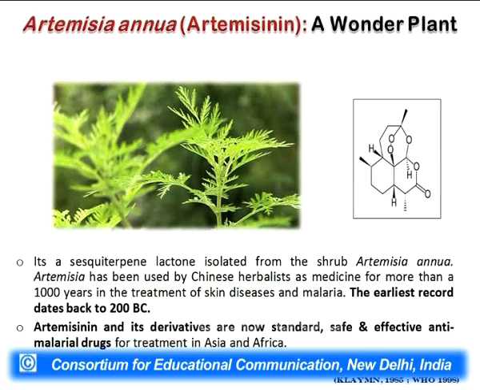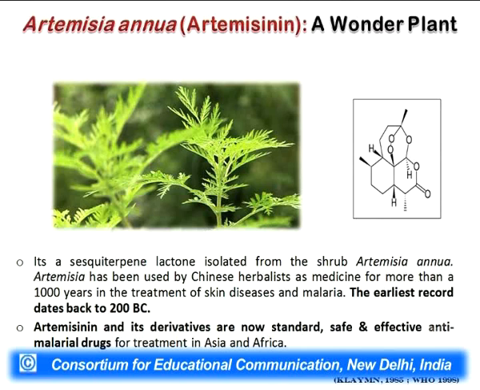The next drug, which came as a wonder drug to combat anti-malarial resistance, was called artemisinin. This artemisinin has been used by Chinese herbalists about 1000 years ago for treatment of skin diseases and malaria. The earliest record dates back to 200 BC. Artemisinin is extracted from the leaves of the plant called Artemisia annua, which is also called sweet wormwood.